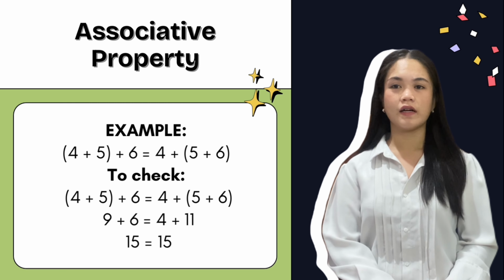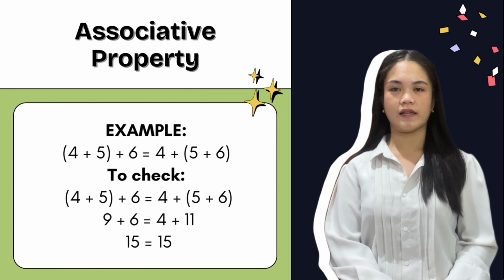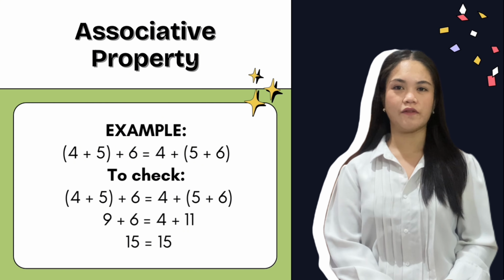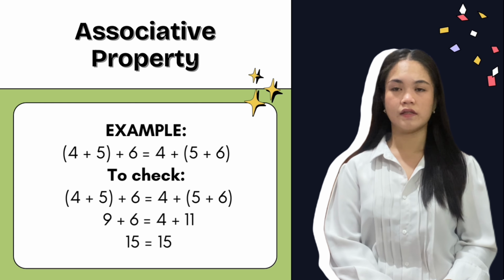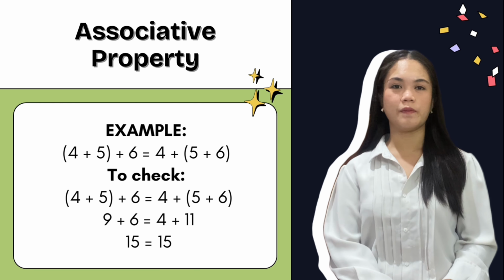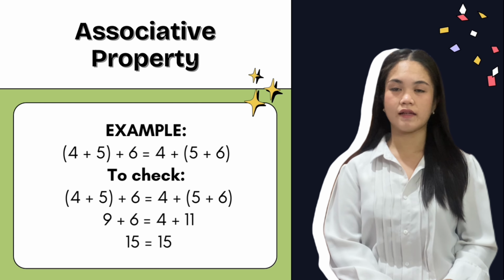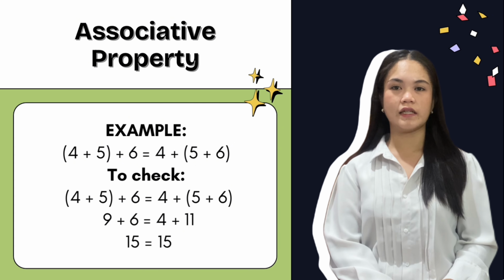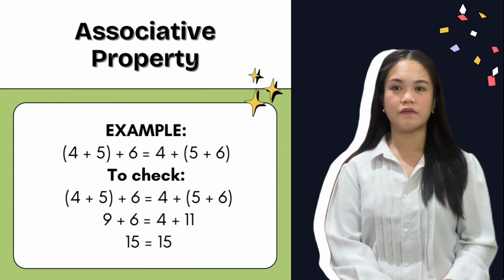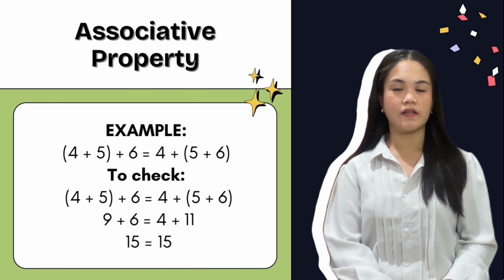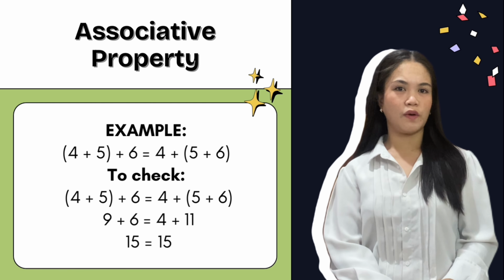For example, the quantity of 4 plus 5 plus 6 is equal to 4 plus the quantity of 5 plus 6. Let us see if both the expressions are equal. So to check, the quantity of 4 plus 5 is equal to 9 plus 6 is equal to 4 plus the quantity of 5 plus 6, which is 11. Since 9 plus 6 is equal to 15, and 4 plus 11 is also equal to 15, then both expressions are equal.